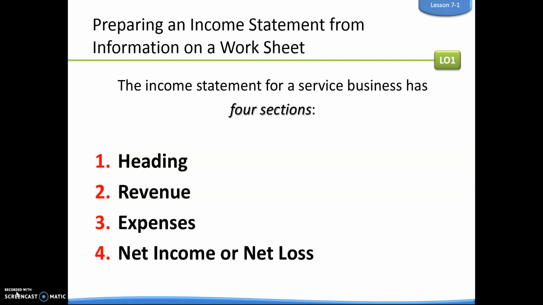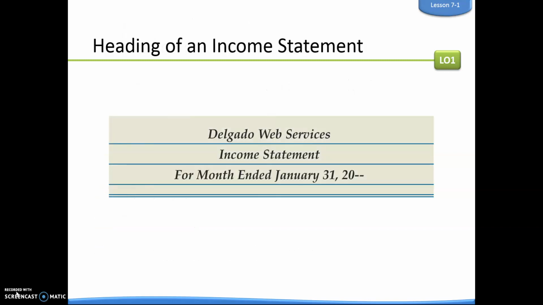The second one is the revenue section. The third is the expenses section. And the fourth is the net income or net loss. Now, I will tell you that it's very important that these four sections are formatted in the correct way. The nice thing about MindTap is they will have all the formatting done. Your workbook will not, and neither will your test. So you need to make sure that you are aware of what the formatting looks like for each section.